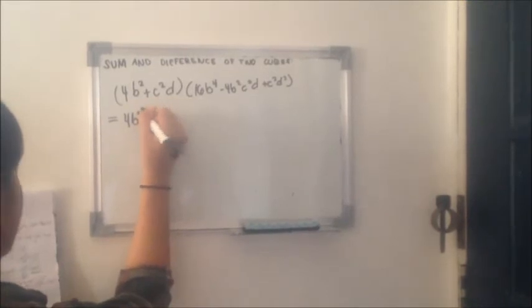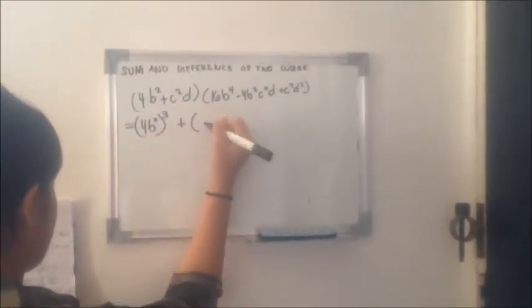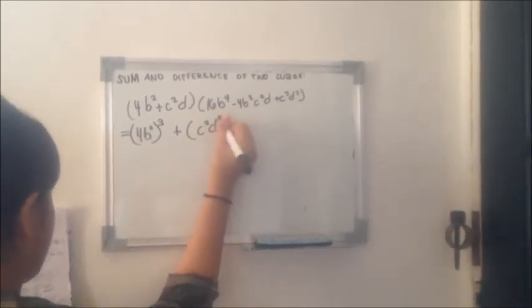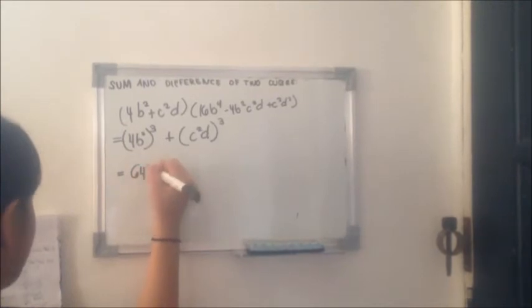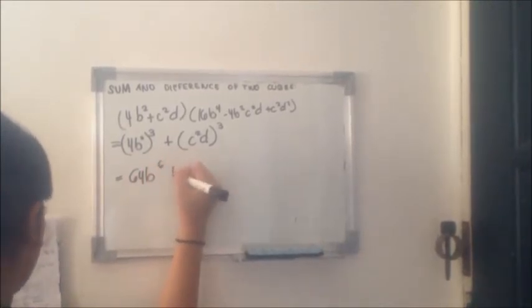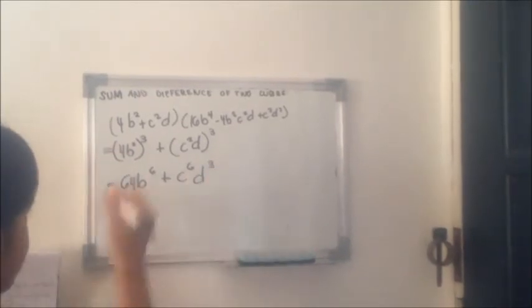4b squared double c cube plus c squared d and then b cube equals 64b to the power of 6 plus c to the power of 6b cube.